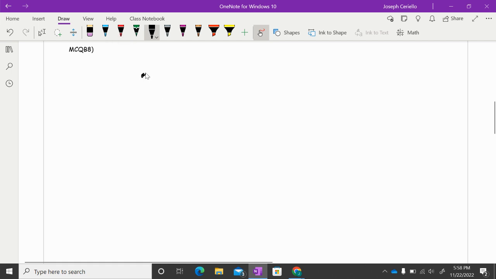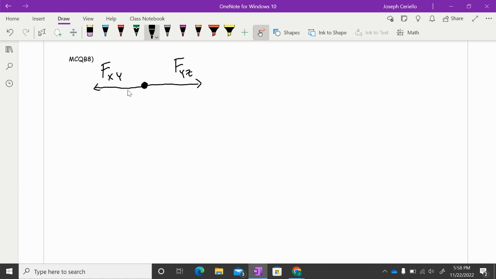So if this is my planet Y, I have the force between Y and Z pulling it to the right, and the force between X and Y pulling it to the left. I don't know which one's bigger or lesser yet, so we'll just leave it for now. So we need to first find the force between X and Y in terms of F naught.